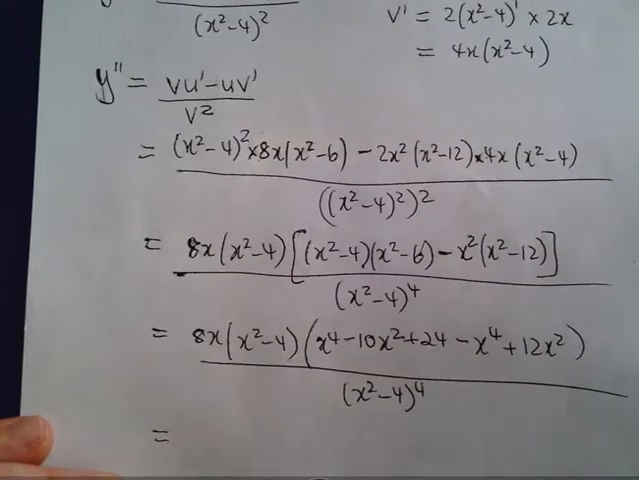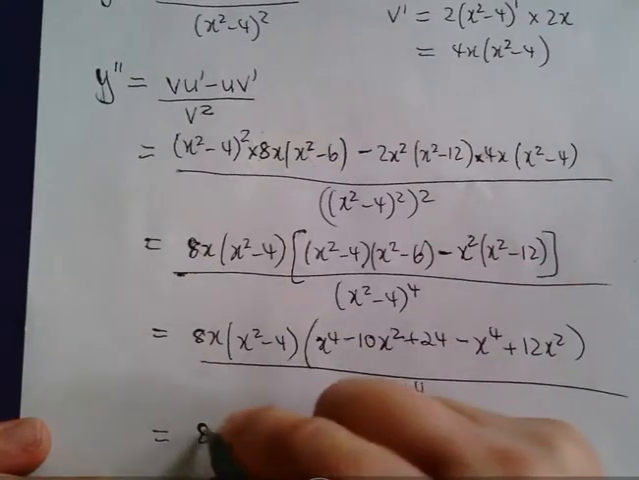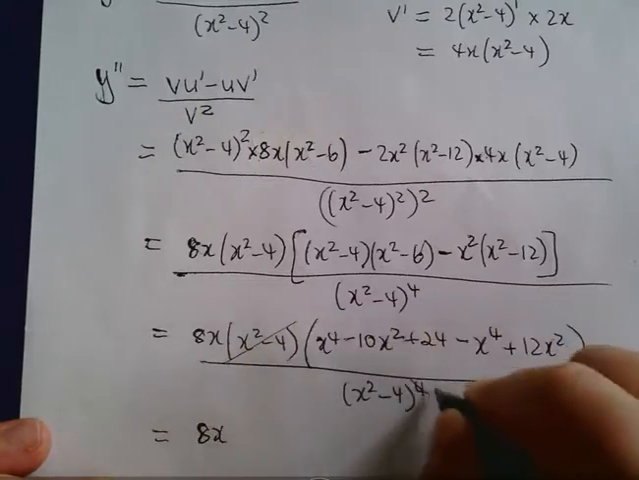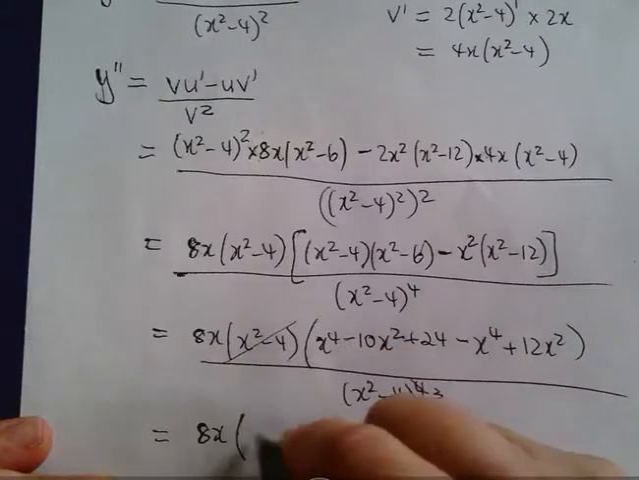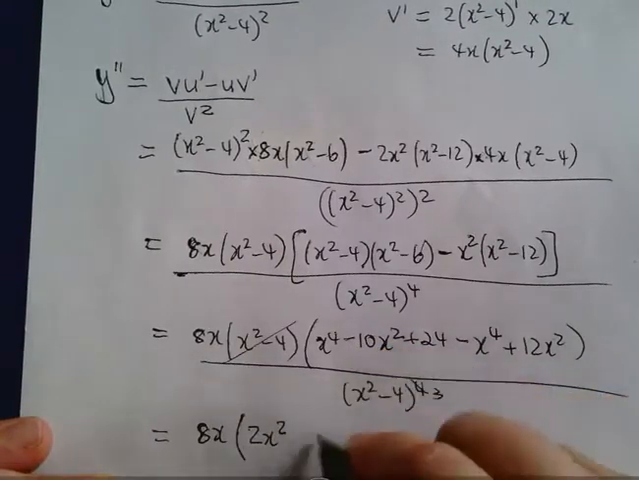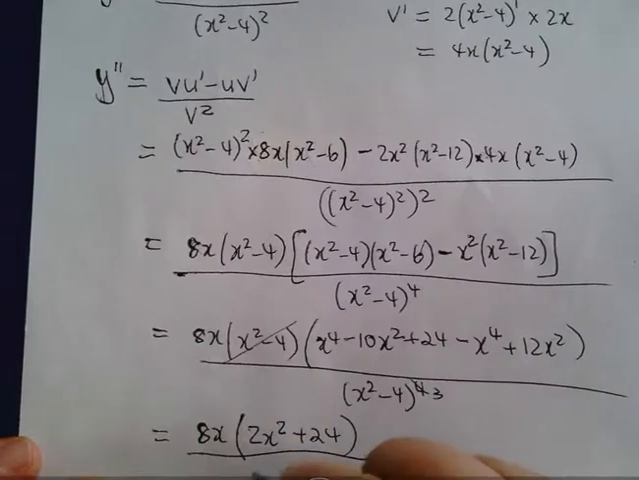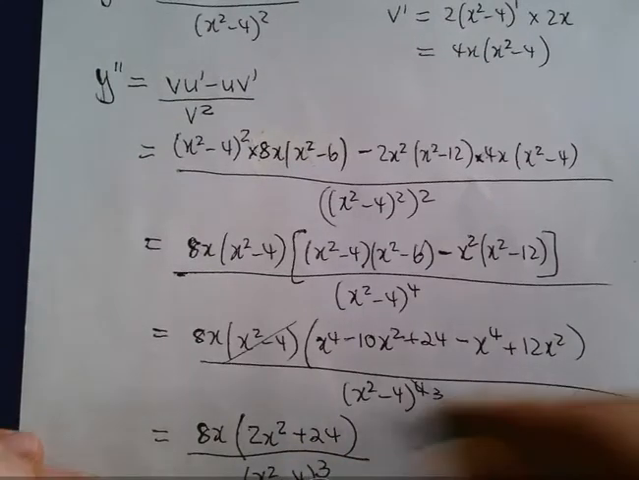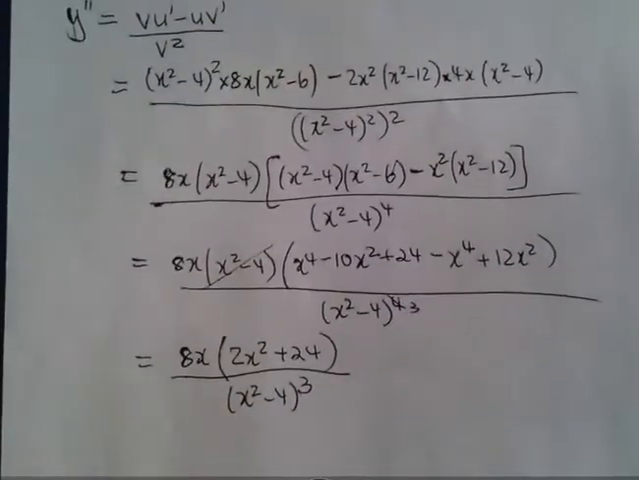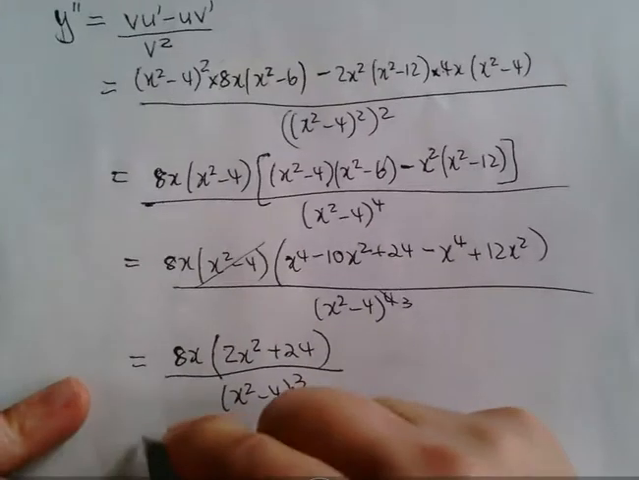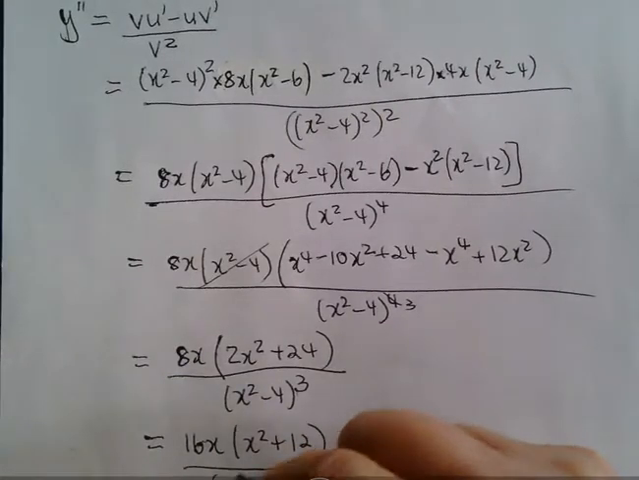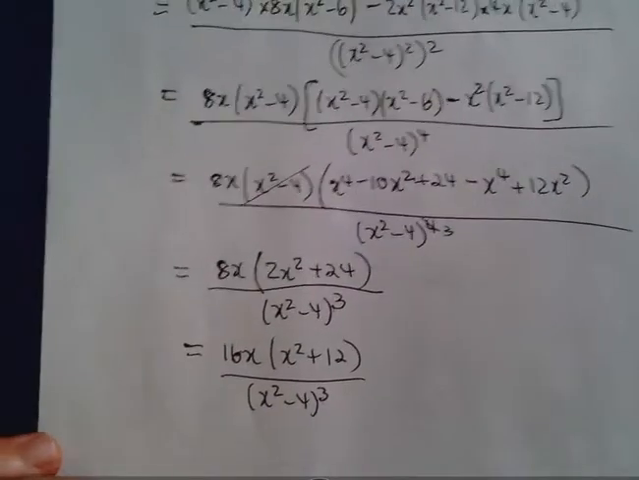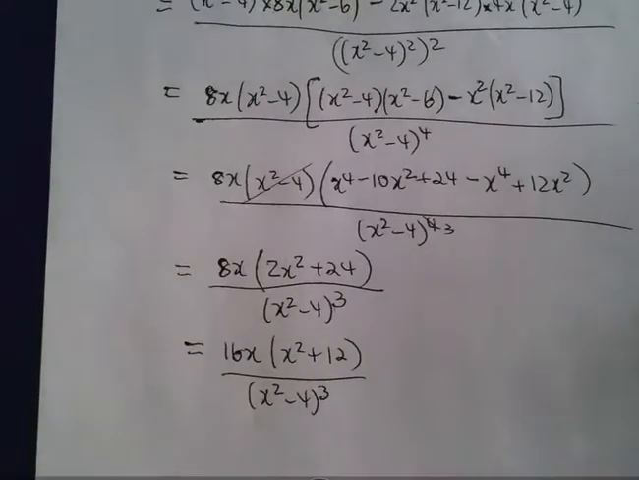Looks like we'll cancel denominators. The x to the power of 4's go. So we've got 8x, that can cancel with this. I've got 12x squared minus 10x squared is 2x squared plus 24 over x squared minus 4 cubed. Oh, that's better. You could take out a 2, which is 16x, x squared plus 12 over x squared minus 4 cubed. Now, remember, we've already worked out the nature of those other stationary points.